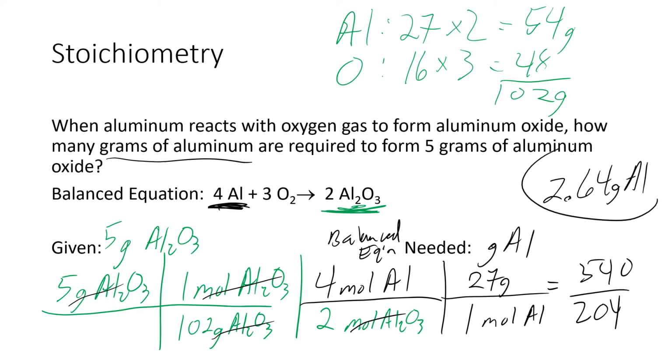So that's how much aluminum we need if we want to get 5 grams of aluminum oxide. So if someone asked us for 5 grams of aluminum oxide and we had to figure out how much aluminum we needed in the back room, we would need 2.64 grams of aluminum.